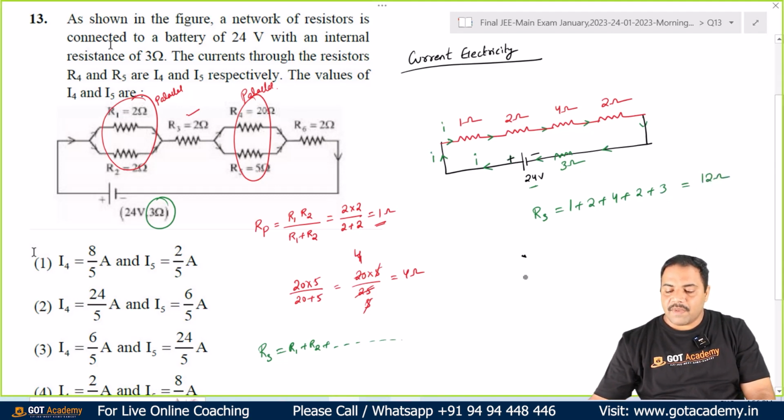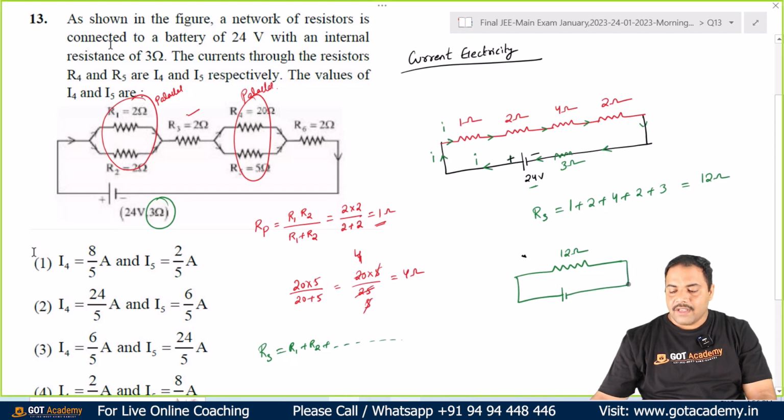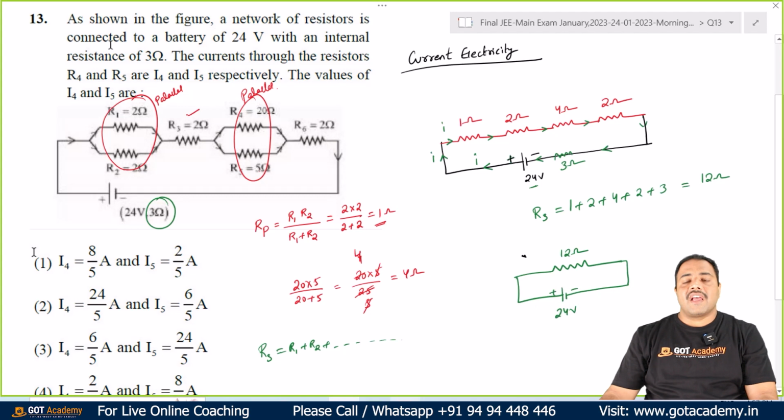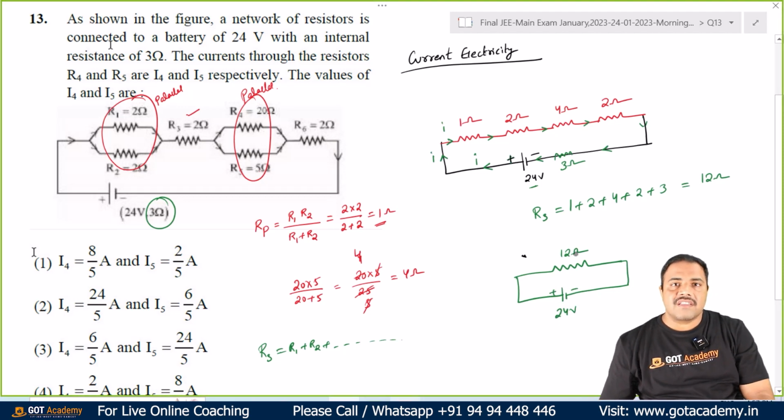Now this circuit can be modified as a single resistance of value 12 ohms which is connected across a voltage source, that is 24 volts, like this. So now you have voltage as well as the resistance in the circuit. With this we can find out the current just by using Ohm's law, I equal to V by R, isn't it?